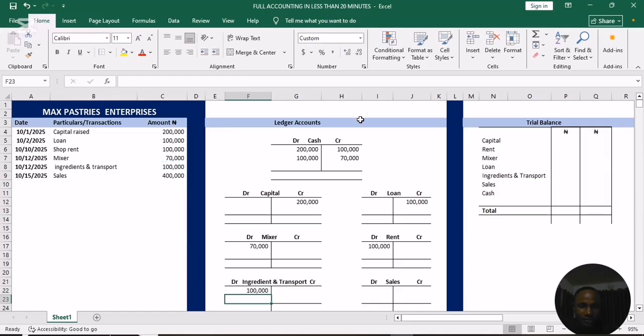Good. So let's make the corresponding entry, which will be at the credit side of the cash. So we hit here, equal to, then we pull it up.